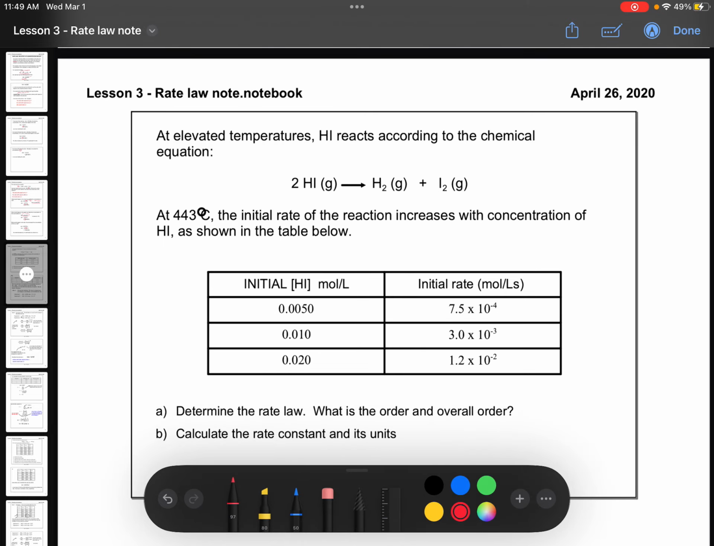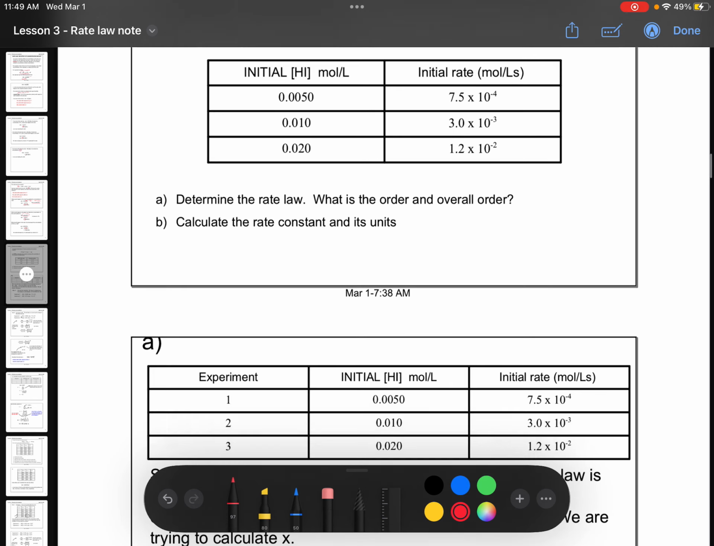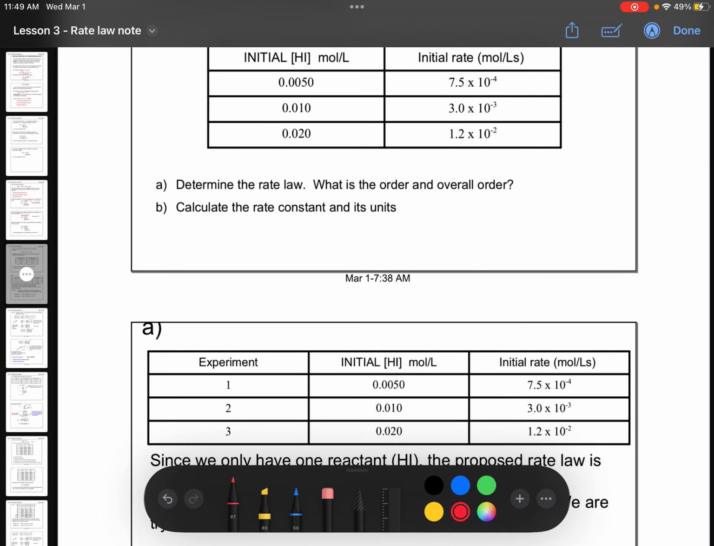When we look at elevated temperatures of HI, it reacts according to the chemical equation as follows. The hydrogen and iodine split up. At 443 degrees Celsius, the initial rate of the reaction increases with the concentration of HI as shown below. So this table is given to us with our initial rates. We can see all of that there. So we're going to determine the rate law, what the order and overall order are, and calculate the rate constant and its units.